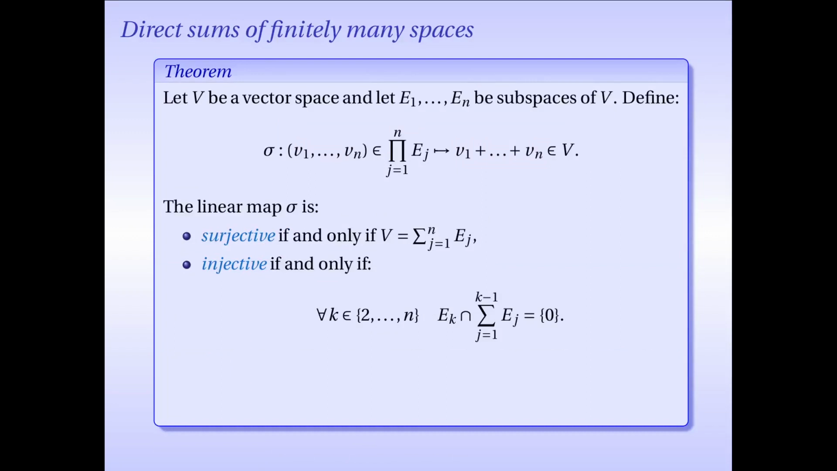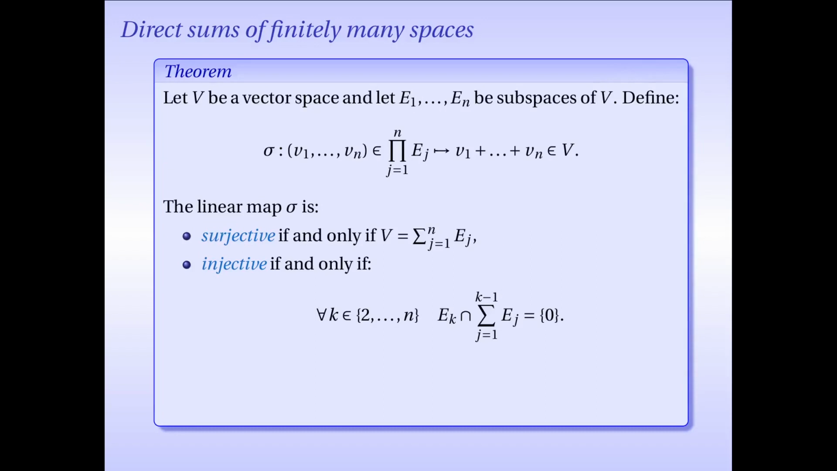Now I am going to generalize this concept of direct sum to finitely many spaces. So you fix your vector space and you give yourself n subspaces, E1, E2, etc., En, of your vector space. And just as before, I'm going to define a map sigma, which maps an n-tuple of the form V1, V2, etc., Vn, where V1 is in E1, V2 is in E2, etc., Vn is in En, to the sum V1 plus etc. plus Vn. Of course, if n equals 2, we recover the situation we had in the previous slide. And we have the following characterization of surjectivity and injectivity for sigma.